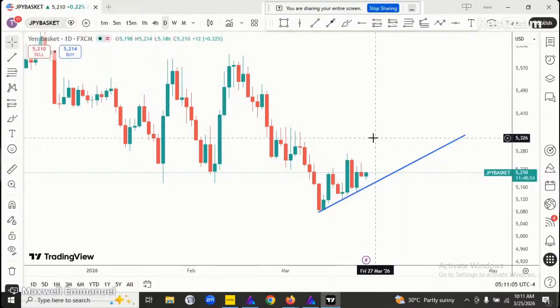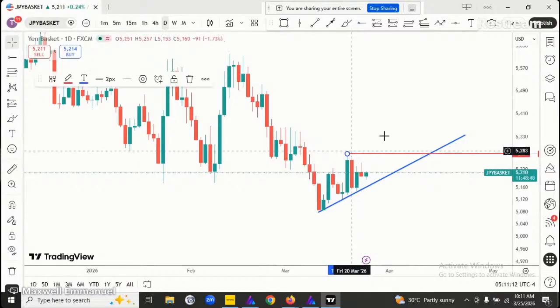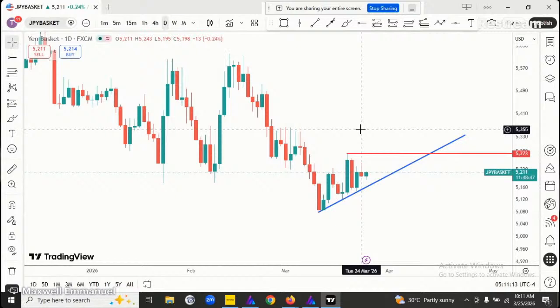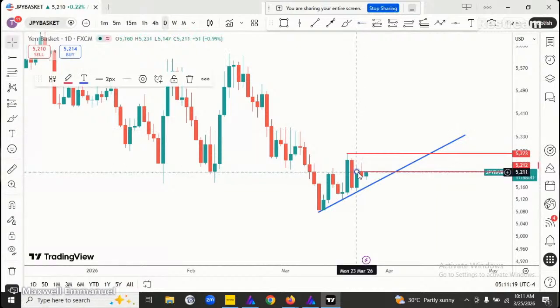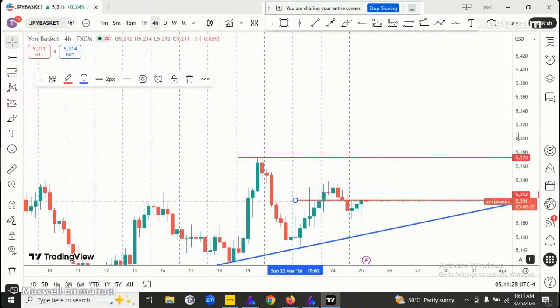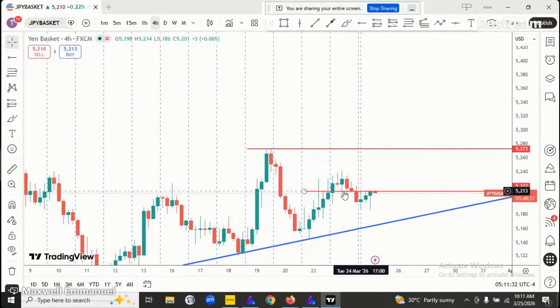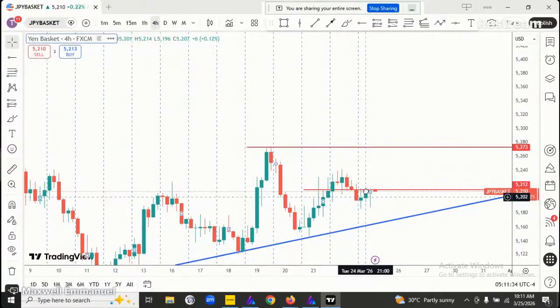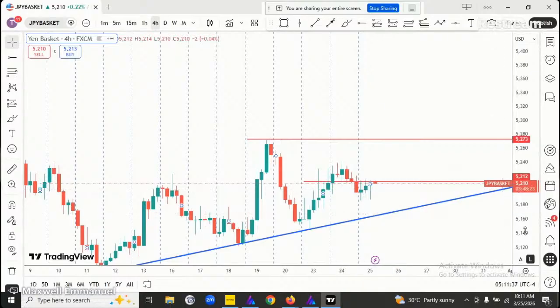So there's high probability that JPY yen might come sweep this liquidity. If it breaks out from this resistance it created yesterday, you can see this resistance was created yesterday. If a 4-hour candle closes above this resistance area, we should expect more buys on yen.